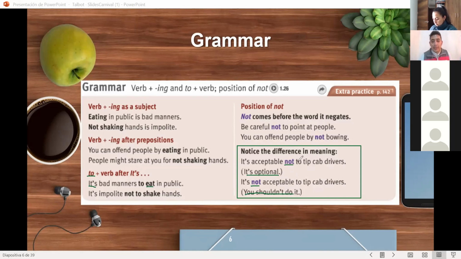So please, guys, be careful where you place not. Okay, guys, this part is clear. Do you have any questions?